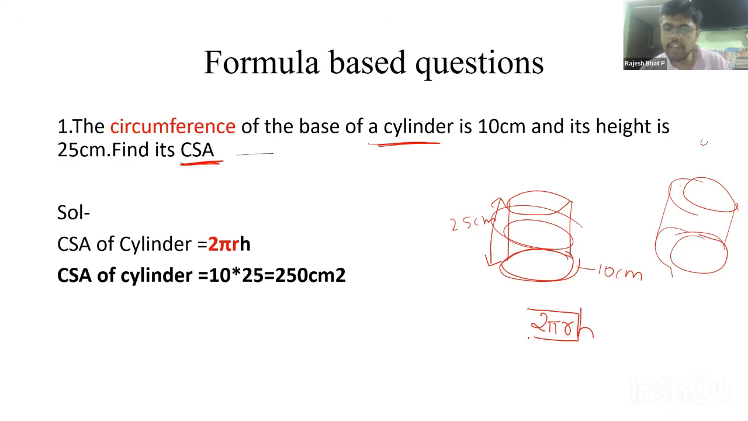2 pi r is the circumference. Now, a hula hoop is a circumference part, right? You keep multiple hula hoops, you get a height. So therefore, 2 pi r into h is the CSA.